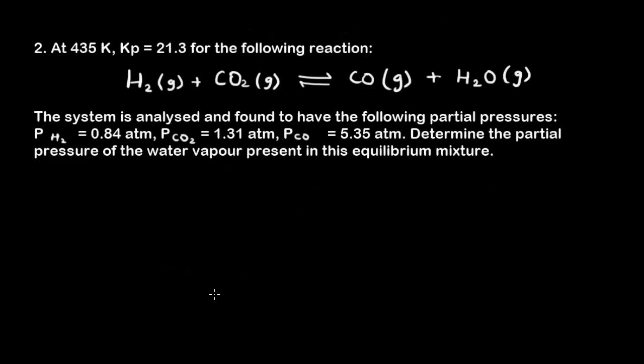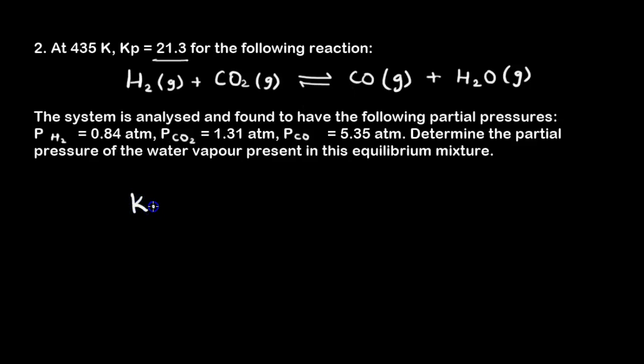There could be a question asked in another form or another way. Let's do another type of question. At 435 Kelvin, Kelvin being the temperature, Kp is given to us as 21.3 for the following reaction. Again, all the entities are in the gaseous state, so we can use everything in the equilibrium constant equation.